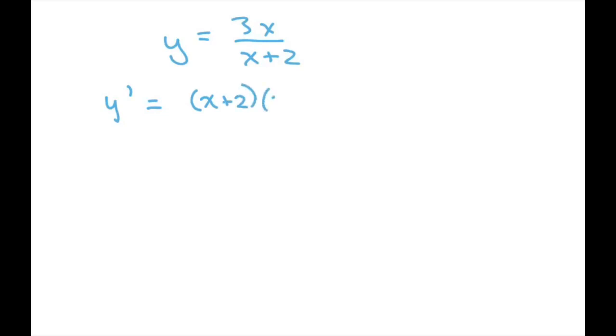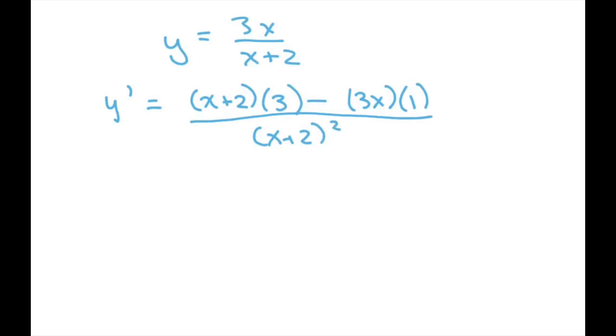Now we're going to take the first derivative of y equals 3x divided by x plus 2. So y prime equals, and we're using the quotient rule. Derivative of 3x is just 3. Then minus our numerator 3x times the derivative of the denominator, which is just 1, divided by x plus 2 squared. And simplifying that, you're going to get 6 divided by x plus 2 squared.